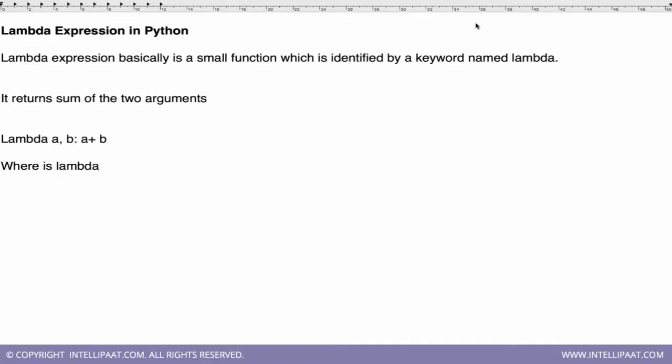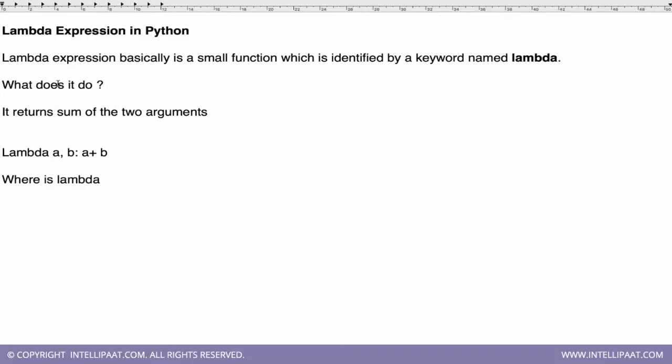Now, where is this function used? Where is the lambda function used? Lambda is a small function which is identified by a keyword named lambda. It returns the sum of the two arguments. This is the example. But where is the lambda function used? Any scenarios which we can talk about?